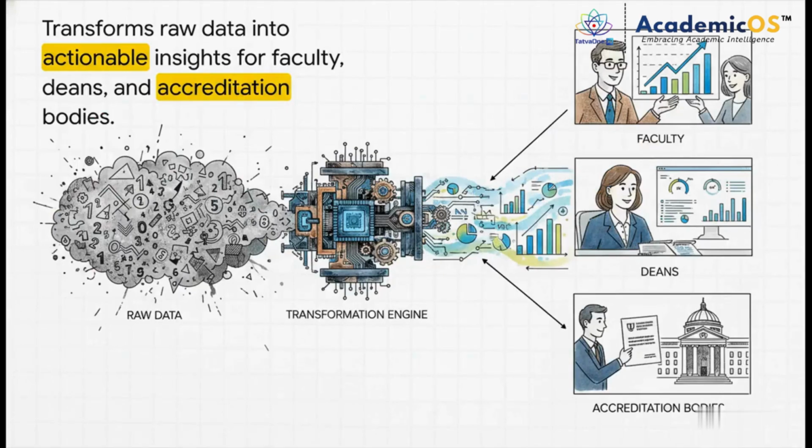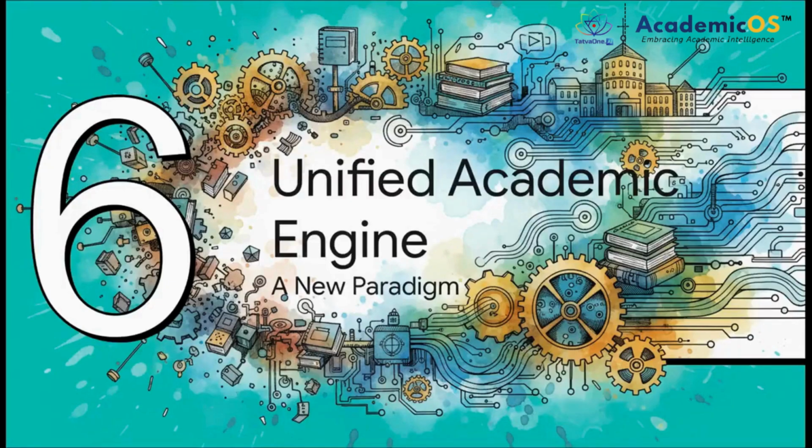So the really crucial takeaway here is that a system like this goes way beyond just collecting data. It actively transforms that data into decision-grade intelligence. It's immediately useful for professors who want to improve their courses, for deans who are managing academic quality, and for providing hard proof to accreditation bodies. And there you have it.